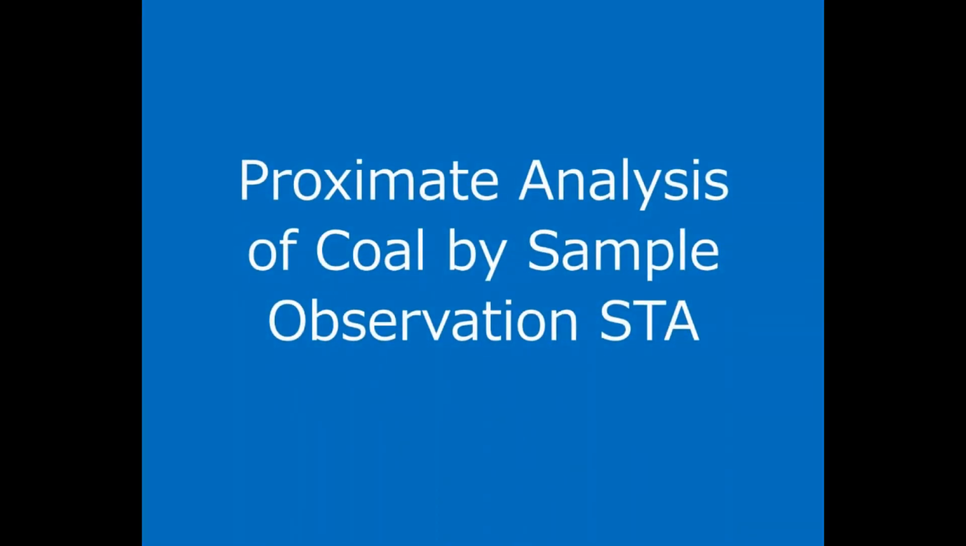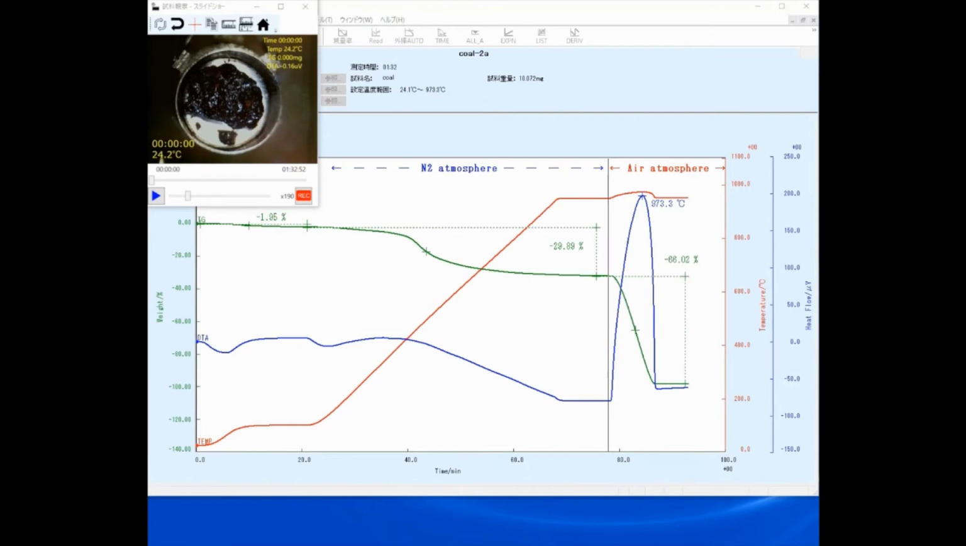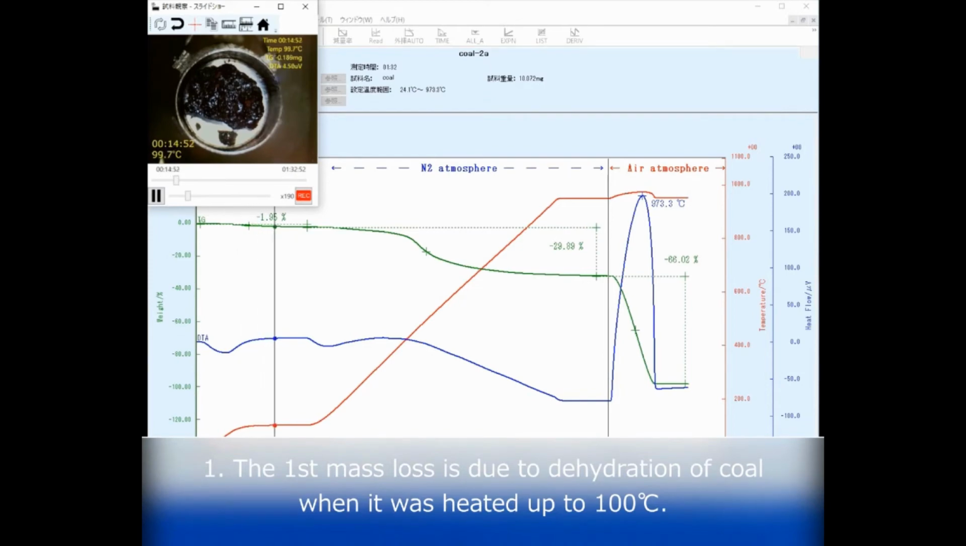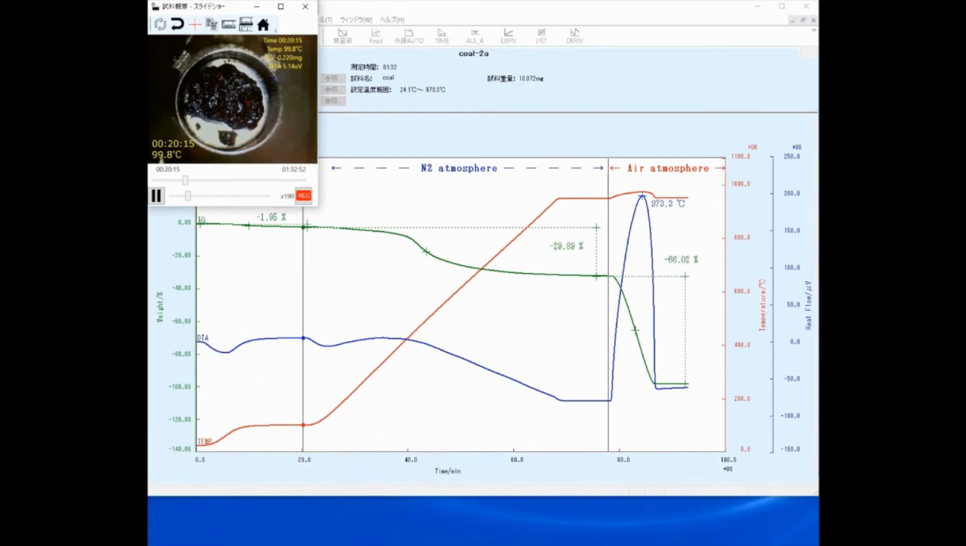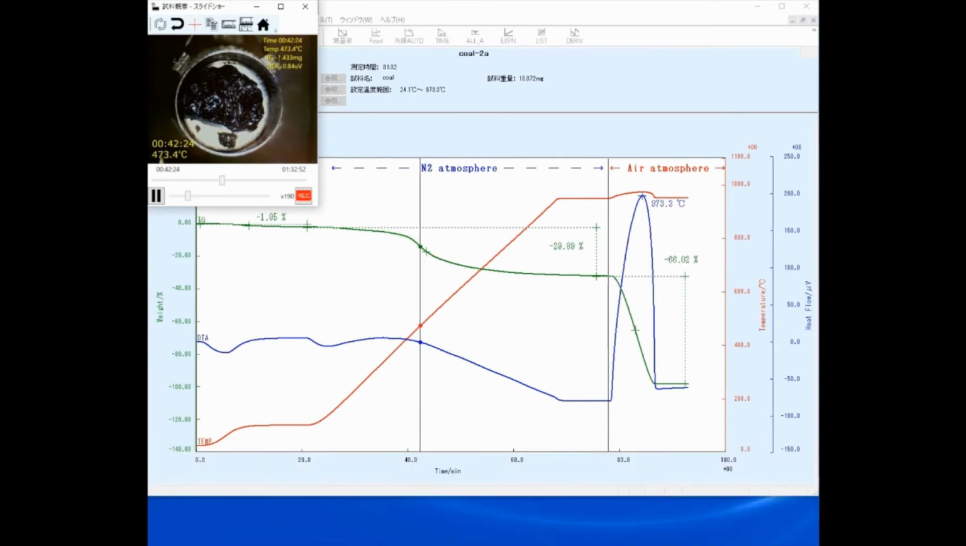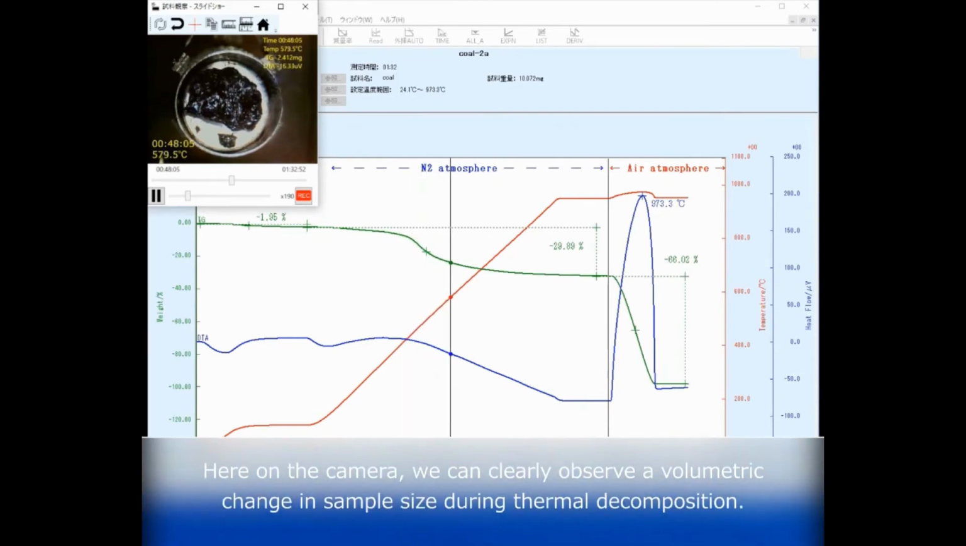This slide shows the video by the sample observation camera on the proximate analysis of coal in STA. The first mass loss is due to dehydration when it was heated. Here, we cannot see any changes on the sample. The next stage is due to thermal decomposition when it was heated up to 950 degrees centigrade. Here on the camera, we can clearly observe a volumetric change in sample size during the thermal decomposition reaction.